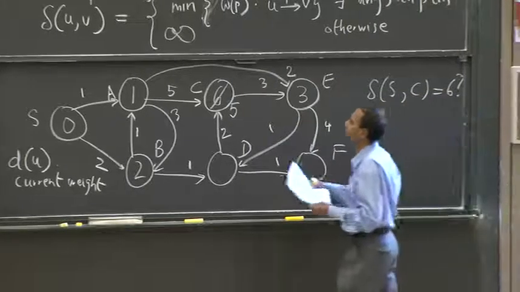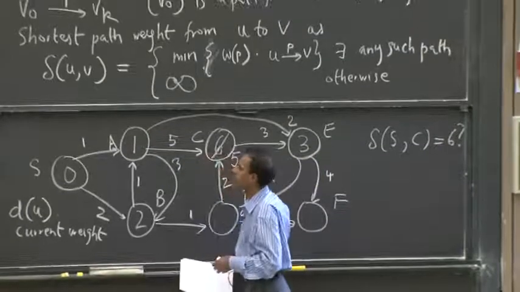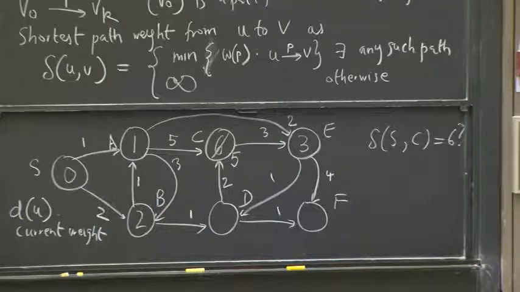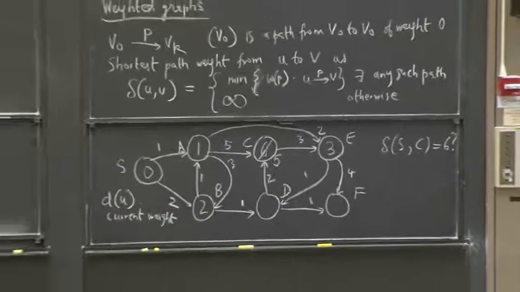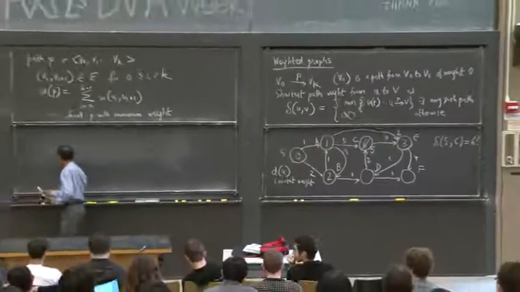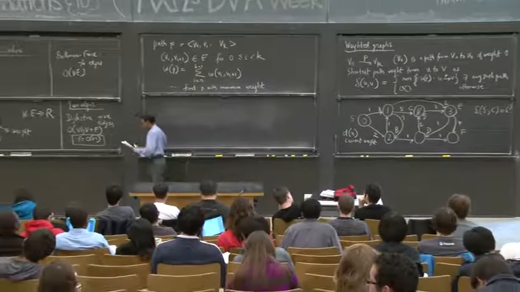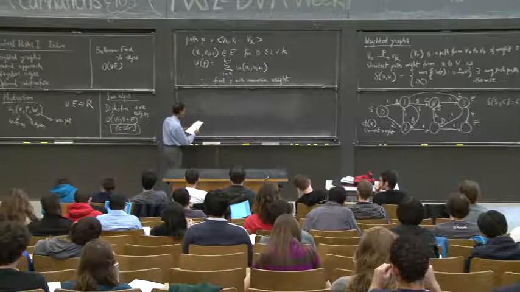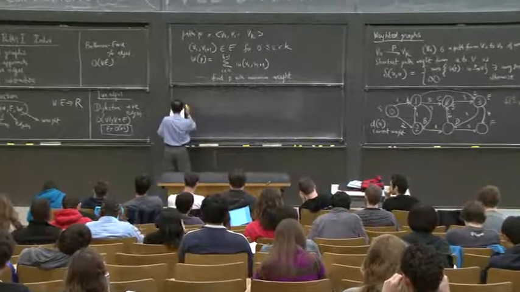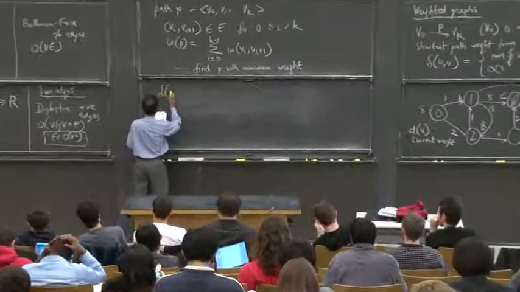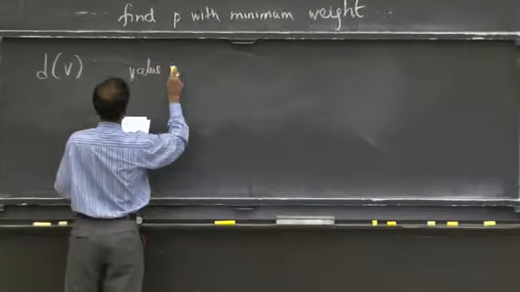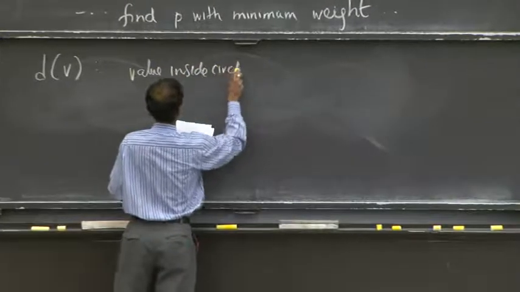So what we did here was we had delta of u, v that corresponded to the weight of the shortest path. But if you want the path itself, we need to have a way of finding the sequence of vertices that corresponds to the minimum weight path. And in particular, we're going to have to define what we call the predecessor relationship. And so what I have is d of v, the value inside the circle, which is the current weight.